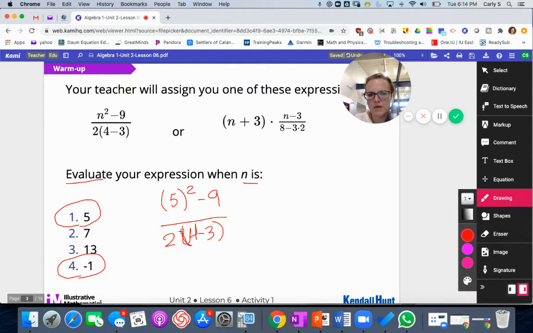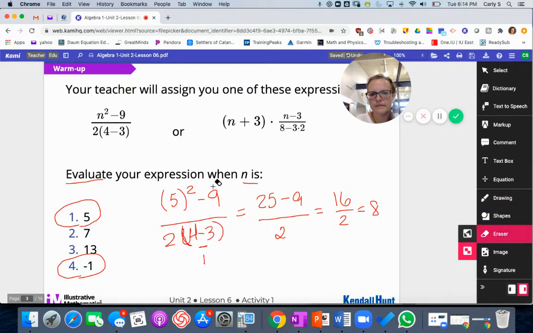That's 2 times 4 minus 3. So 5 squared is 25. First we do 4 minus 3, which is 1, and times 2 is 2. So that gives us 25 minus 9, which is 16 over 2 is 8. Okay, let's try the other one. Well, no, let's try negative 1 in the same equation.